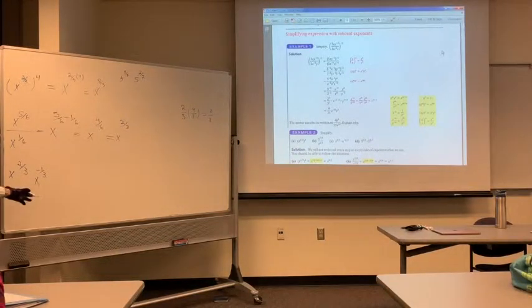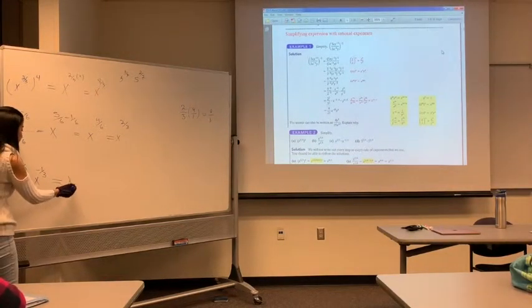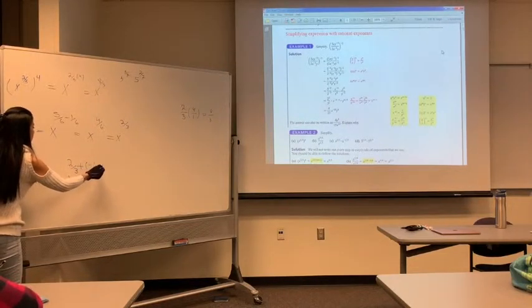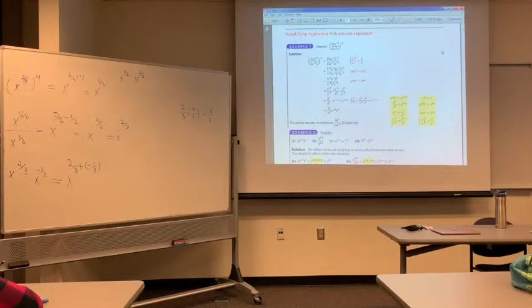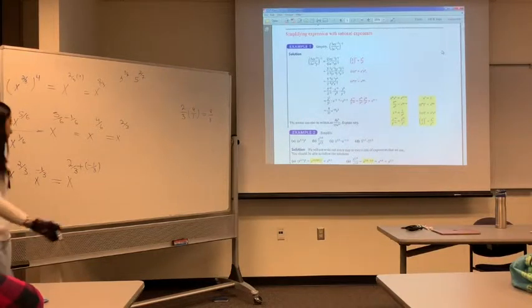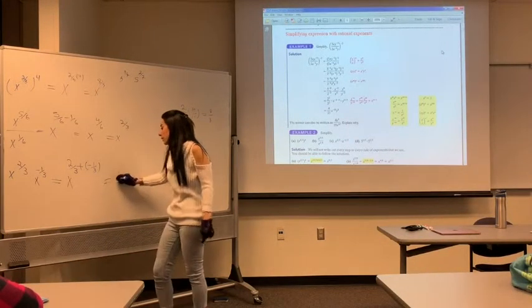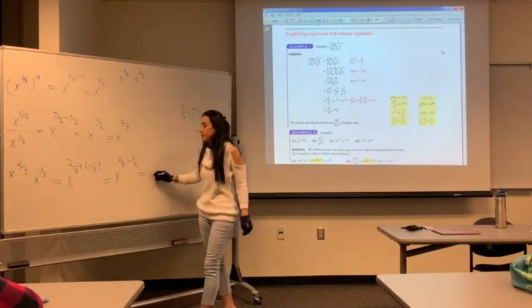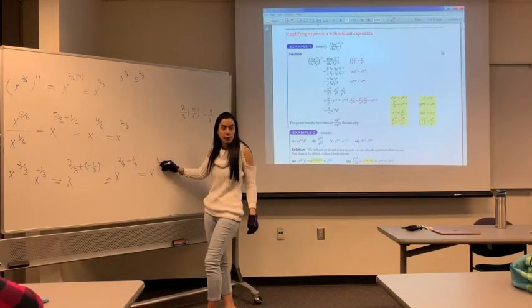Then now we have multiplication. So if our base is the same and we are multiplying, we can add the powers, correct? So we have the same base. We say 2 over 3 plus negative 1 over 3. x power 2 over 3 minus 1 over 3. x power 1 over 3.